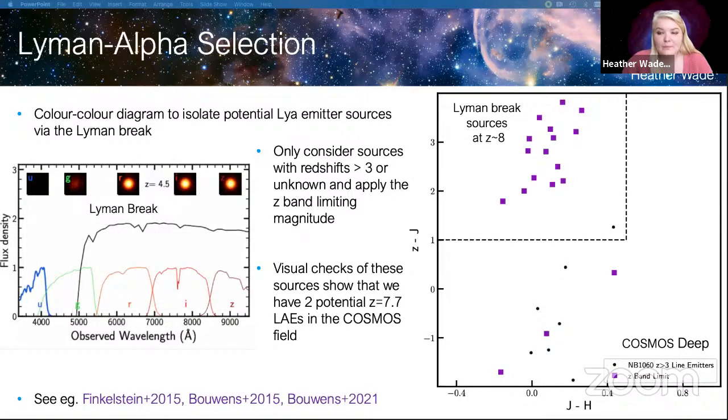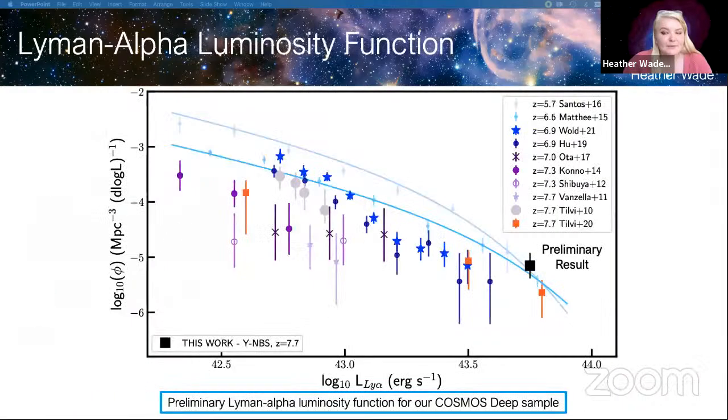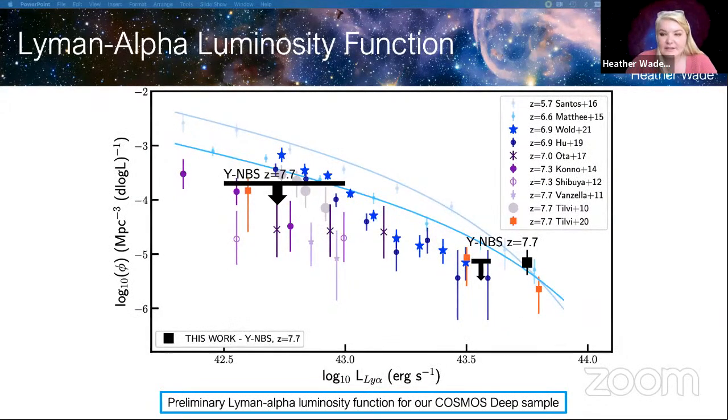After visual checks, we find a very preliminary result on the redshift 7.7 Lyman-Alpha luminosity function here in black. So there's still plenty of work left to do here, but hopefully we can continue to better understand the trends in the redshift 7.7 Lyman-Alpha luminosity function. So we can learn about the epoch of reionisation and the size of ionized bubbles that these sources produce. So look out for a paper with the final results of this soonish.